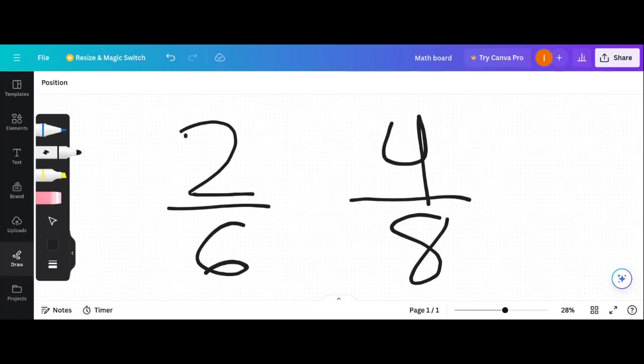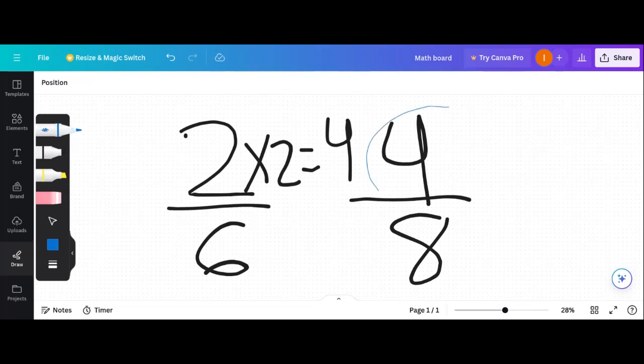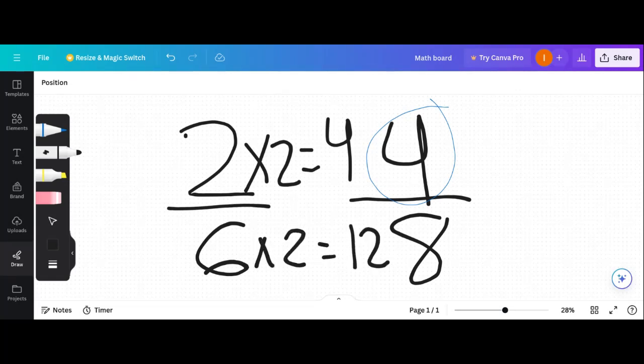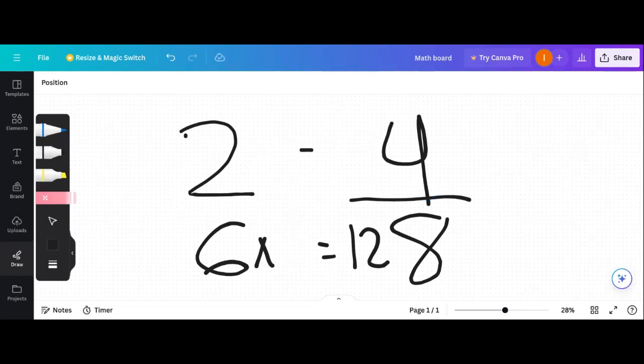On the other hand, if we take the example of 2/6 and 4/8, we ask ourselves, how can we get from 2 to 4? So when we have to get from 2 to 4, we have to do times 2, which equals 4. So now we have to do 6 times 2, which is 12. And 12 does not equal 8. That means that 2/6 is not equal to 4/8.